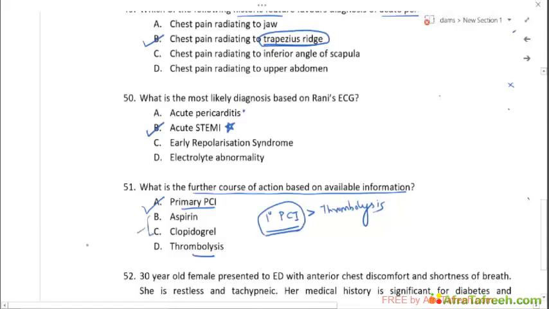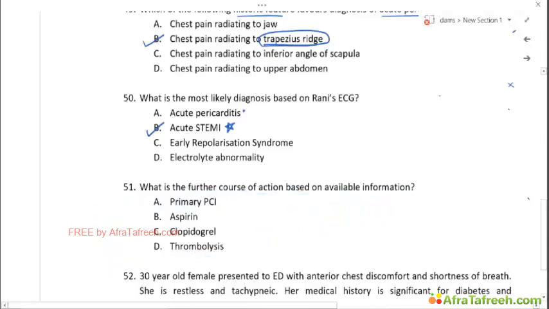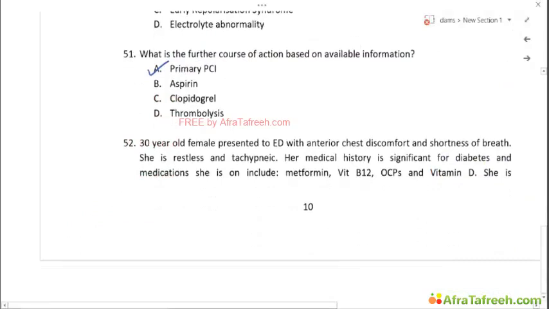Aspirin and clopidogrel constitute dual antiplatelet therapy, which are given in patients with STEMI in the ED, emergency department, but these are not the definitive treatment. These are pre-treatments for patients who are going for either PCI or for thrombolysis. And if all these are present in the options, the best answer would be primary PCI. Okay? Hence the answer is primary PCI.